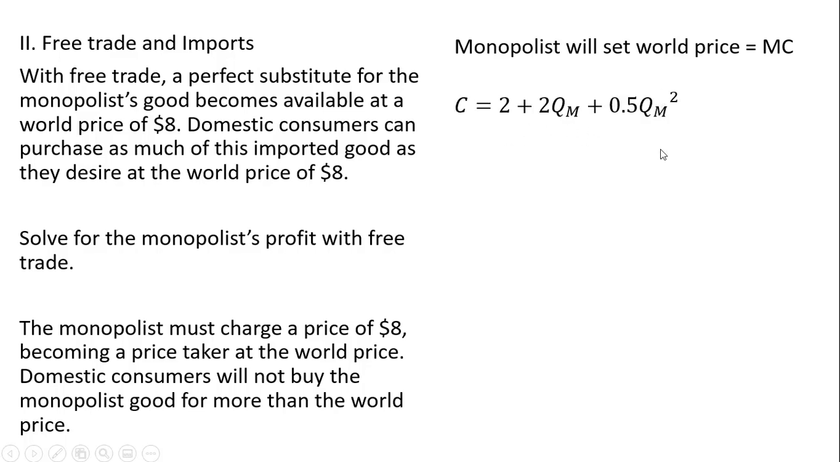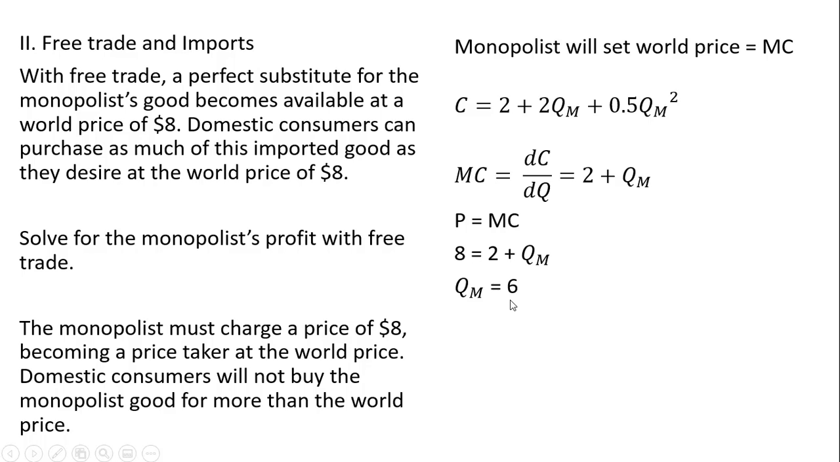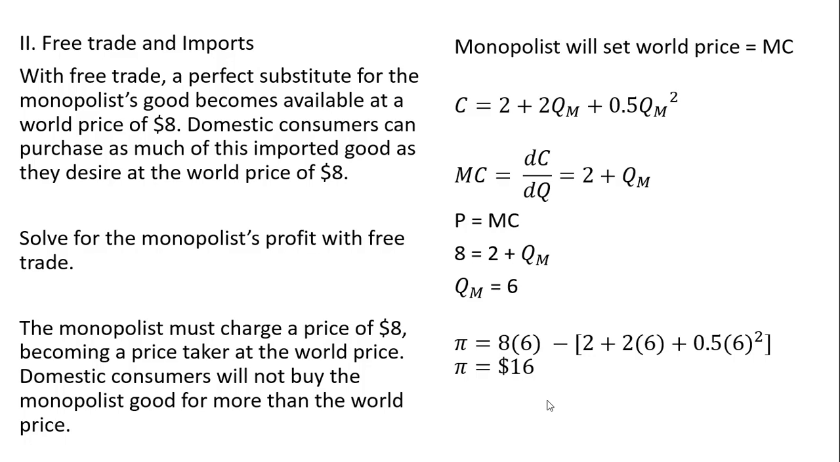So let's get marginal cost from the cost equation. We can take the derivative of this. The subscript m just indicates this is the monopolist output. So marginal cost for the monopolist is 2 plus Q subscript m. Setting that equal to the world price of $8, the monopolist will sell 6 units, and the monopolist profit will be the total revenue, which is the $8 that the monopolist sells these units for, the going world market price, times its output, and then we evaluate the cost function once again here at the quantity of output. Doing that, the monopolist is now earning only $16 of profit.